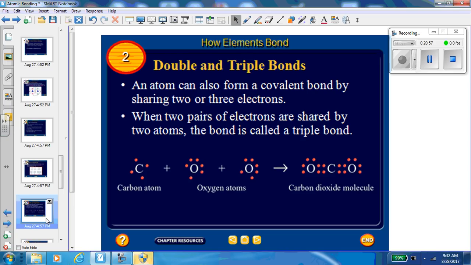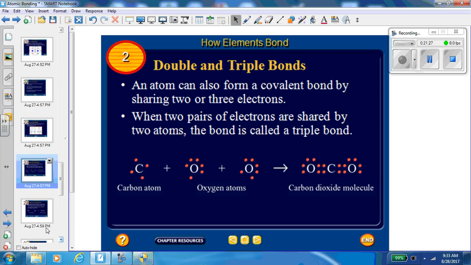An atom can also form a covalent bond by sharing 2 or 3 electrons. When 2 pairs of electrons are shared by 2 atoms, the bond is called a double bond. And we can see an example of that here. You've got one carbon atom coming together with 2 oxygen atoms. And right here, they're sharing pairs of electrons between the oxygen and carbon on this side and then the oxygen and carbon over here. So this right here would be considered a double bond. This would be a double bond between those atoms.